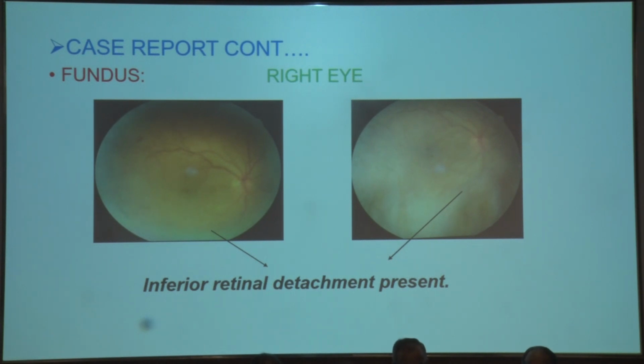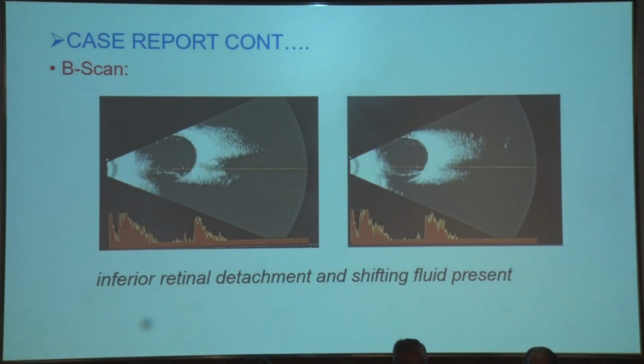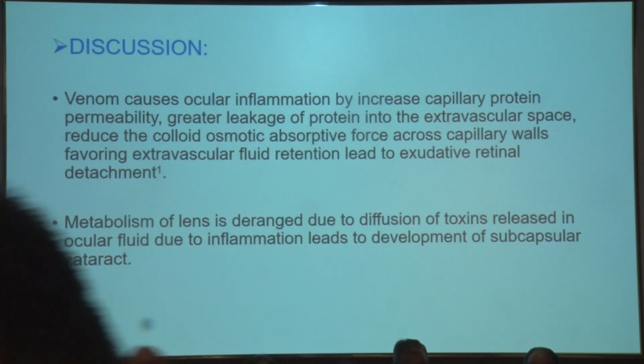There is a retinal elevation inferiorly. It shows the inferior retinal detachment. The left eye is normal, and USG B scan shows there is an inferior retinal detachment and shifting fluid is present.